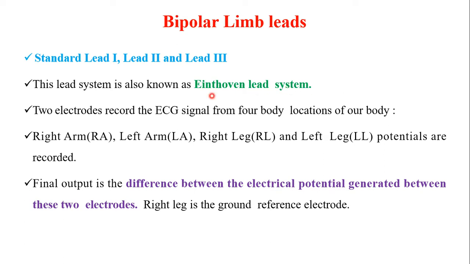The right arm in this diagram is denoted as RA, left arm as LA, right leg as RL, and left leg as LL. From all these, the potential will be recorded, given by the difference between the generated potential between the two electrodes. Among these, the right leg is always taken as the reference electrode, which is the ground electrode. Along with any one of these electrodes, the right leg gives us the lead 1, lead 2 or lead 3 systems.